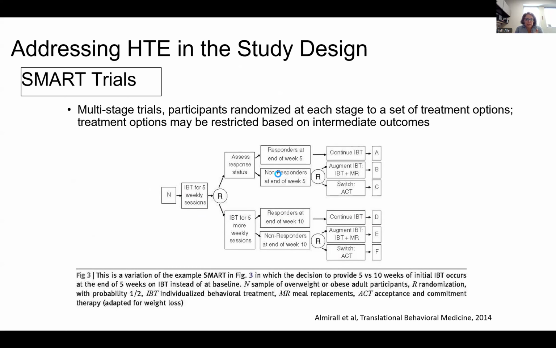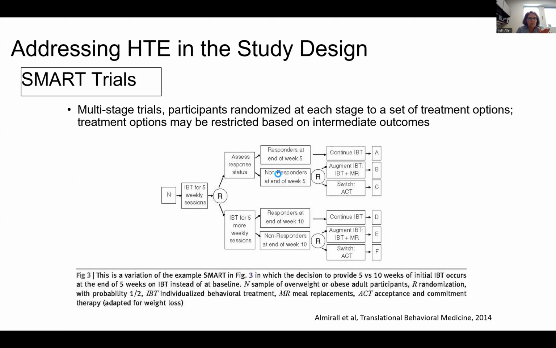So how does this differ from adaptive designs, right? We talked later about adding treatments or changing treatments midstream in the study. Here, the big difference is that they're not based, well, they are based on treatment response, but they're randomized, whereas with an adaptive intervention, they are not.